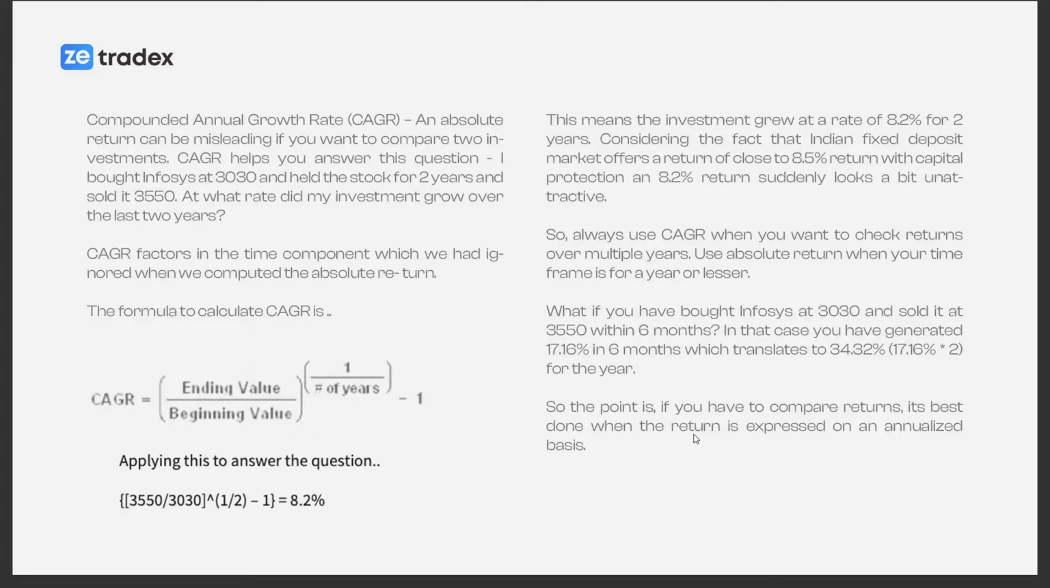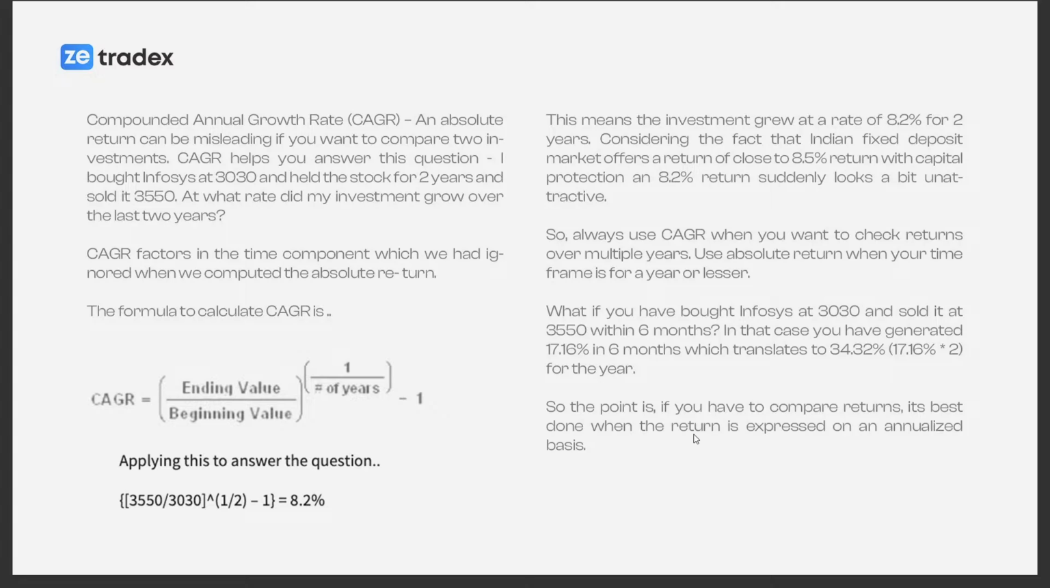Now applying this to answer the question, we have (3550 divided by 3030) raised to the power of 1 over 2, minus 1, which equals 8.2%. This means that the investment grew at a rate of 8.2% for 2 years. Considering the fact that the Indian fixed deposit market offers a return of close to 8.5% with capital protection, 8.2% return suddenly looks a bit unattractive.